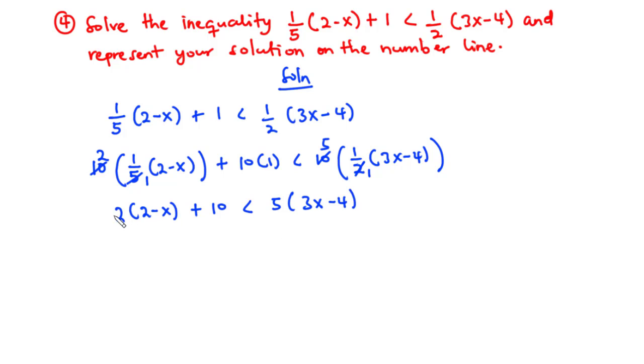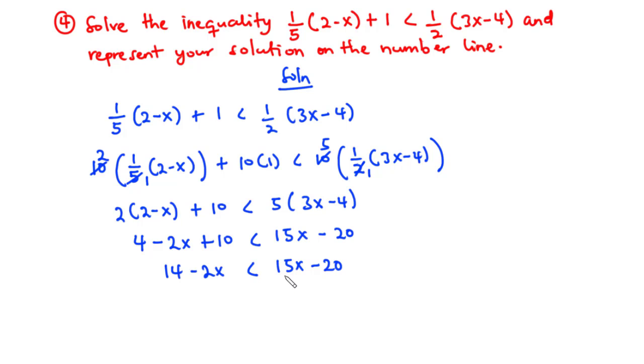We multiply 2 by 2, we have 4. 2 times negative x, we have negative 2x plus 10 is less than 5 times 3x is 15x, and then we have 5 times 4, which is 20. So this becomes 4 plus 10 is 14. So we have 14 minus 2x is less than 15x minus 20.